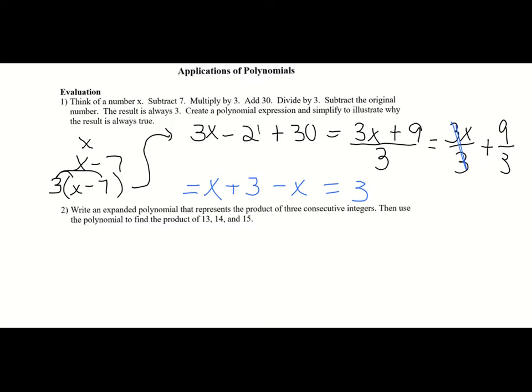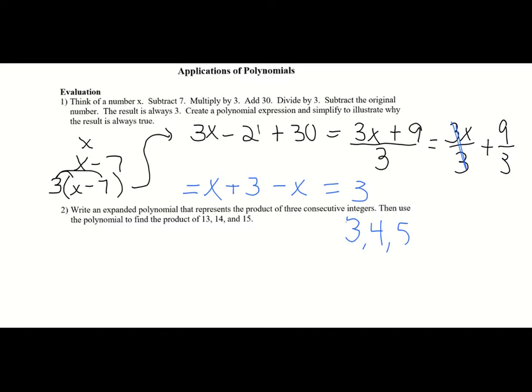All right, so for number 2, it says write an expanded polynomial that represents the product of 3 consecutive integers. Then use the polynomial to find the product of 13, 14, and 15. So here, for an expanded polynomial, we're only going to use one variable. And 3 consecutive integers are like the numbers 3, 4, and 5.